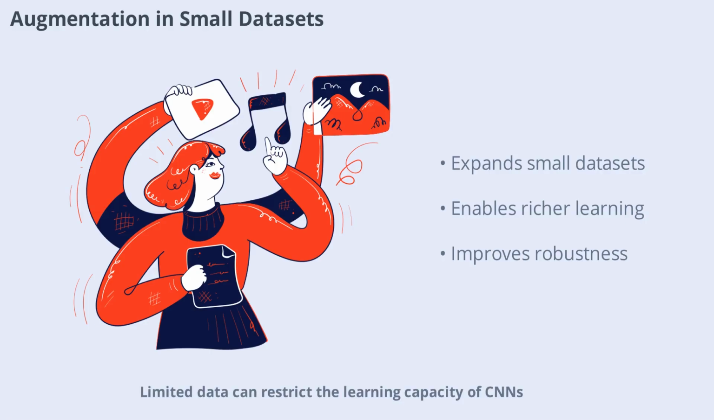In working with small datasets, data augmentation becomes even more crucial. Limited data can restrict the learning capacity of CNNs, leading to poor generalization. By artificially increasing the dataset size through augmentation, we can provide the model with more varied examples, enabling it to learn richer and more robust features.